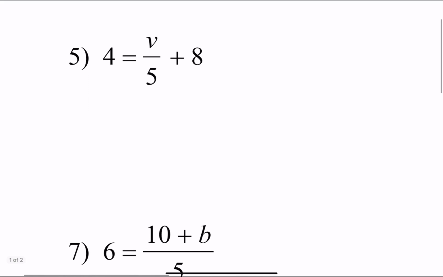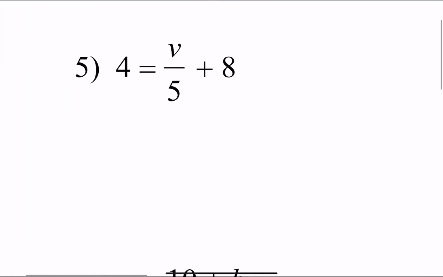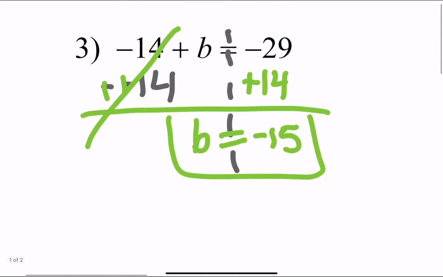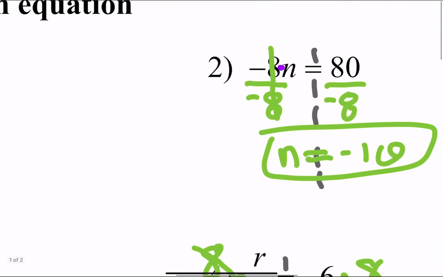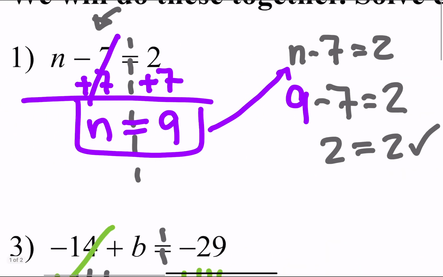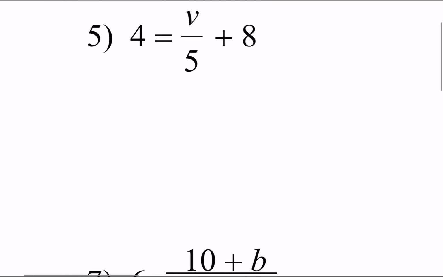All right, next up we have some two-step equations, where we have to do more than one move. Like this one, we only added 14; this one we only had to multiply by 8; here we had to divide by negative 8; and here we only had to add 7. So in this next bit, we're going to have to do a little bit more.